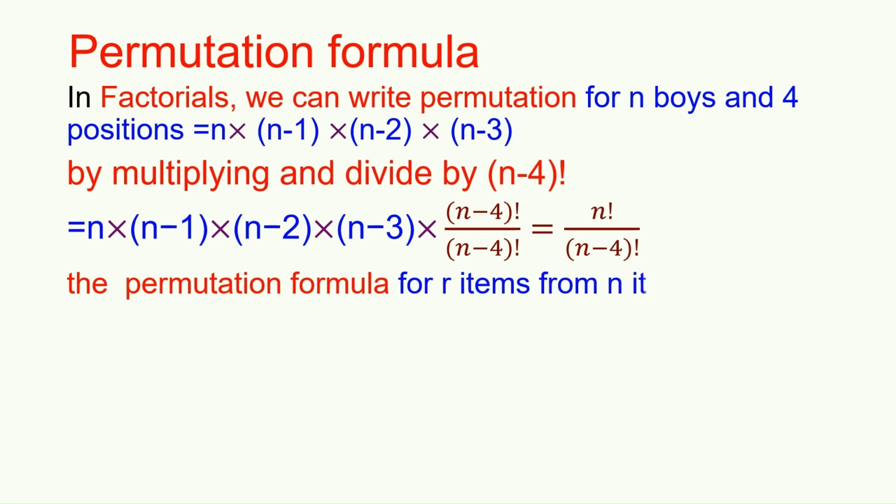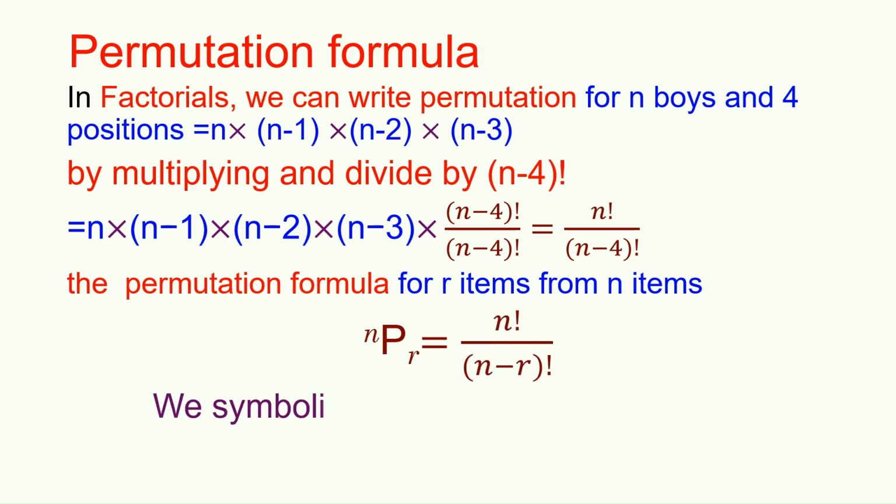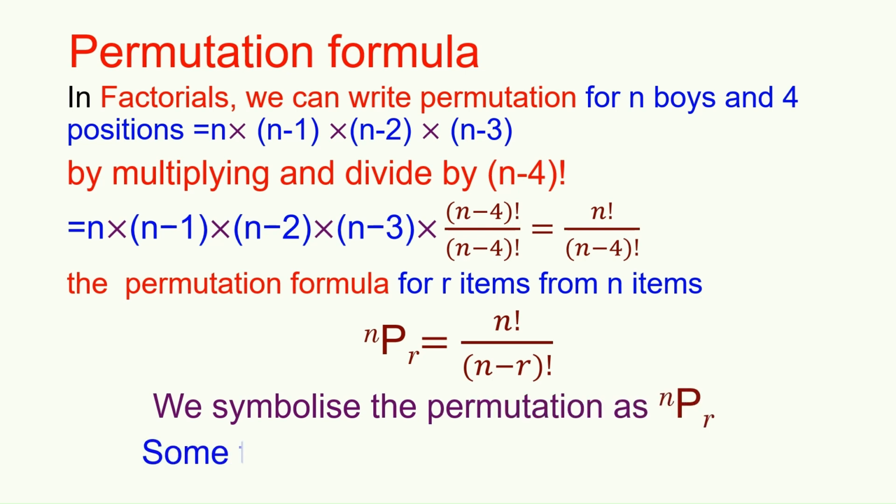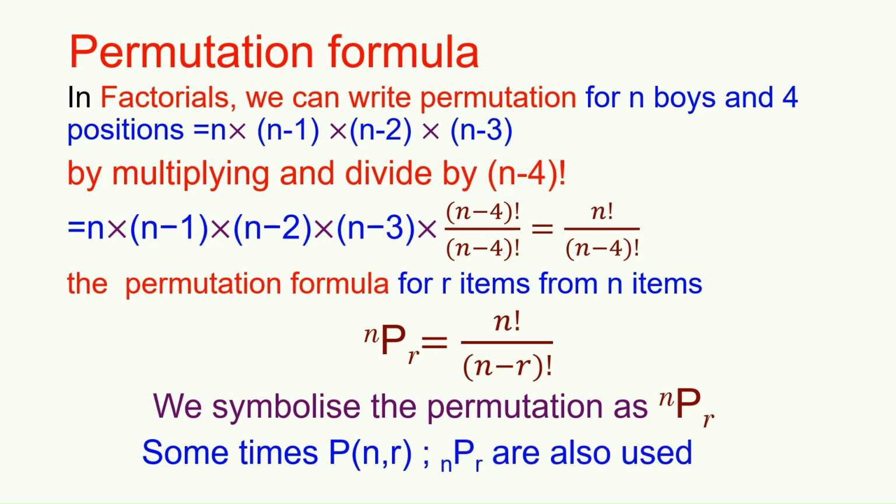The permutation formula for r items from n items is nPr equals factorial n divided by factorial n minus r. We symbolize the permutation as nPr. Sometimes P(n, r) and nPr are also used.